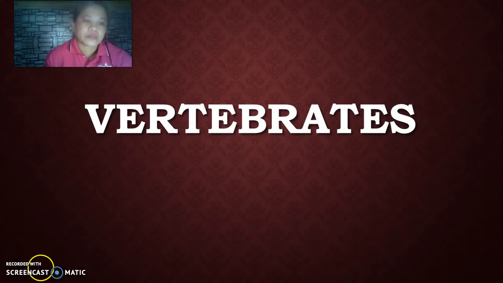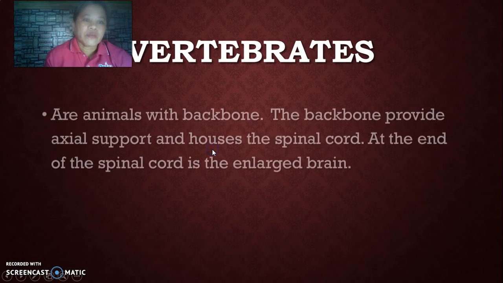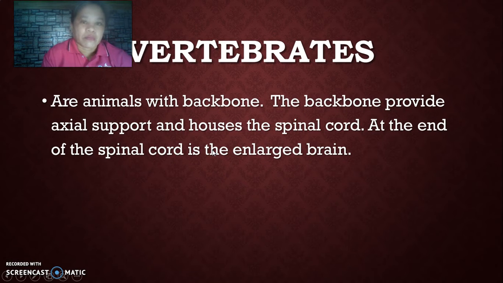So, let's talk more about vertebrates. Vertebrates are animals with a backbone. The presence of a backbone is a common characteristic of vertebrate animals because the backbone provides extra support and houses the spinal cord. At the end of the spinal cord is the enlarged brain.